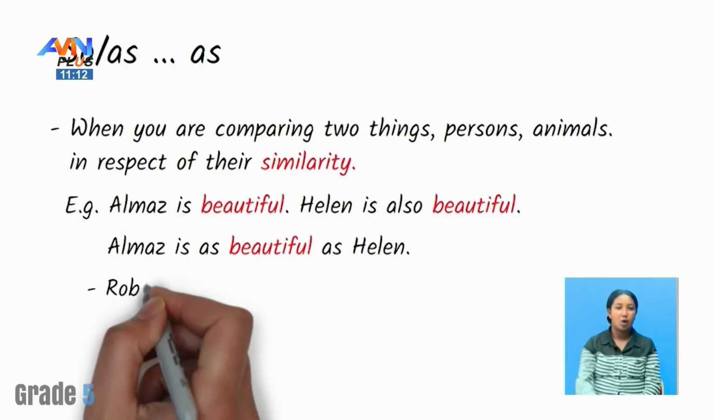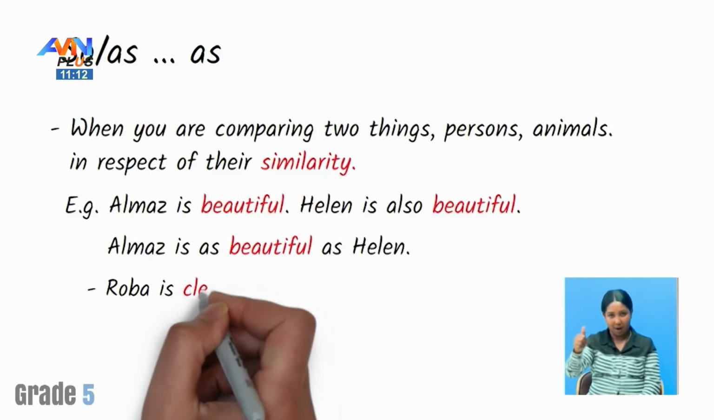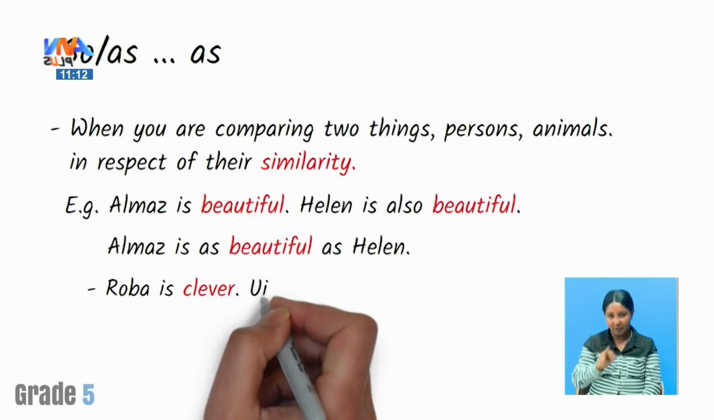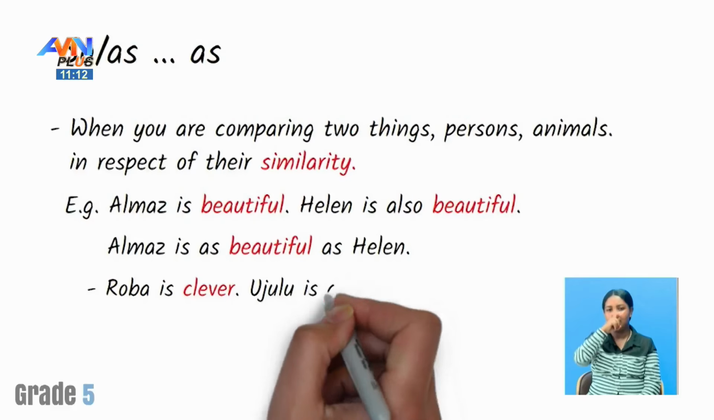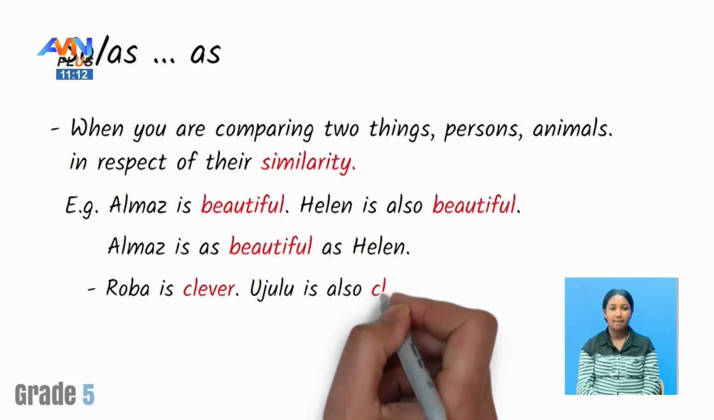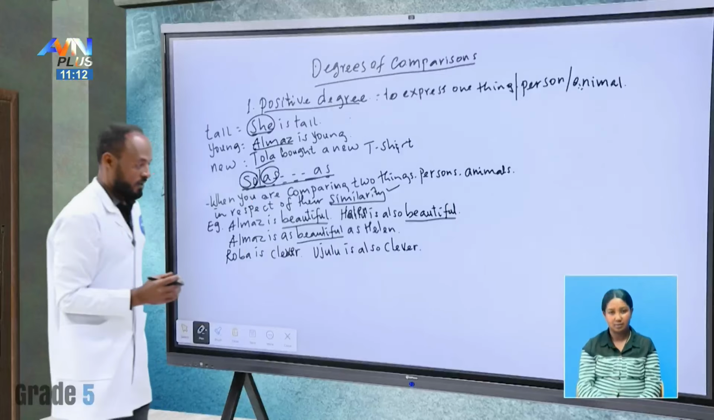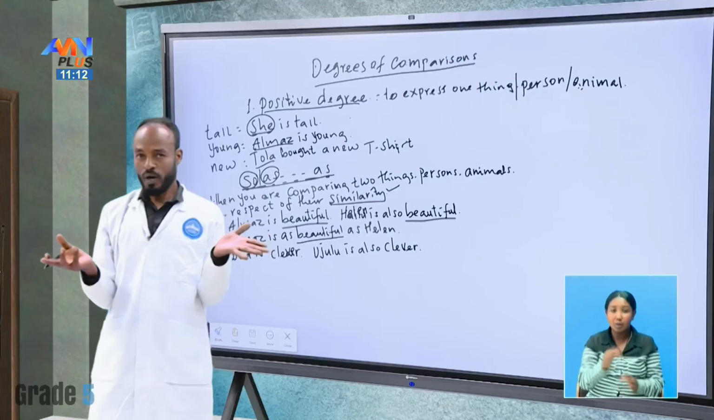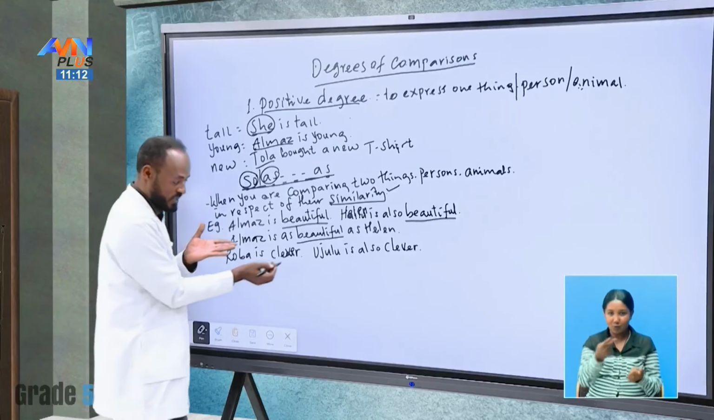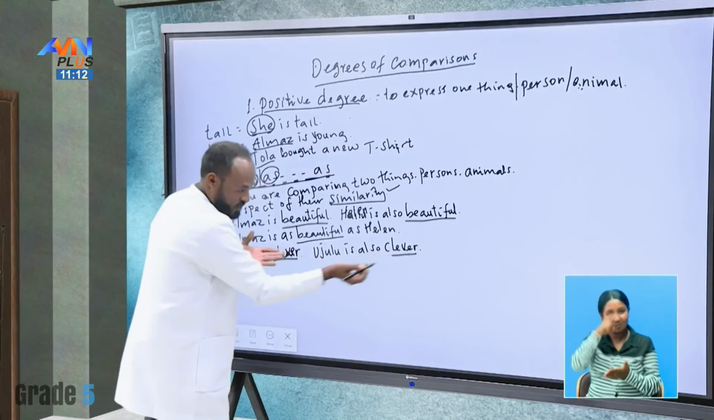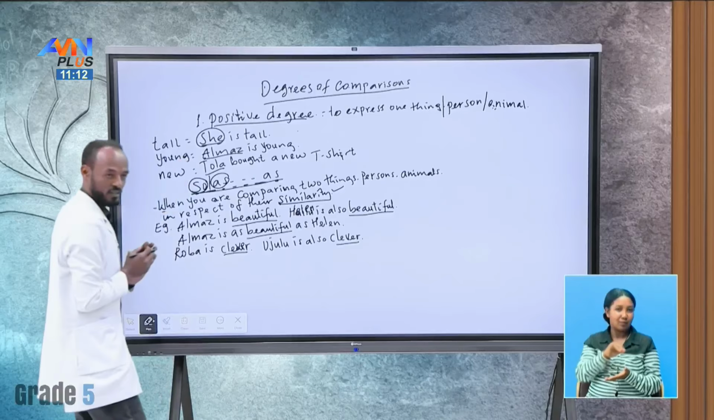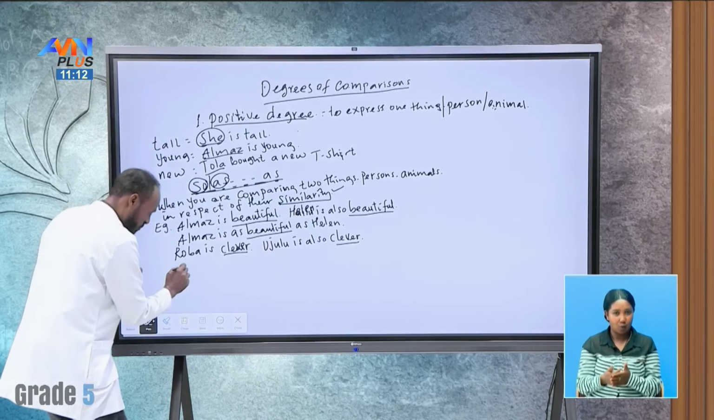Roba is clever. Another one is Ujulu. Ujulu is also clever. Are they different or the same quality? They have the same quality, yeah? Because here is clever and here is also clever. Nice. So come on, let's put them together.